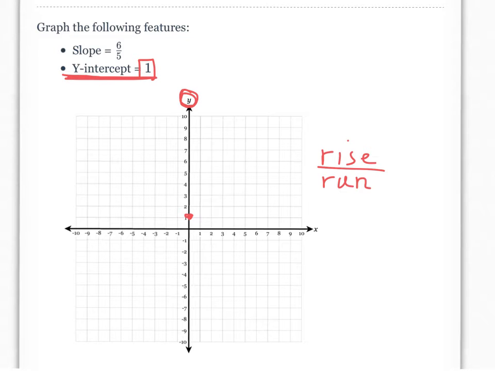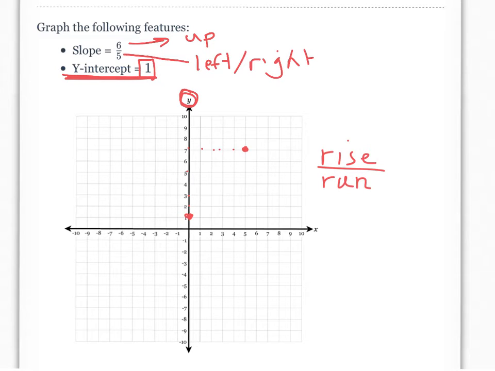And what we do is from that point, the y-intercept of 1, I'm going to count up 6. 1, 2, 3, 4, 5, 6. And then I'm going to count over 5. 1, 2, 3, 4, 5. And here's a point on my line. So the 6 is the rise, it's the up and down, and the 5 is the left, right.